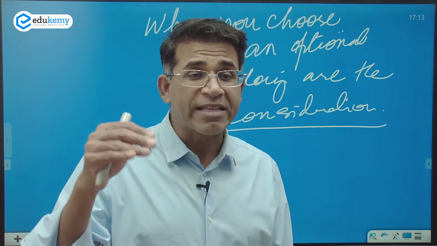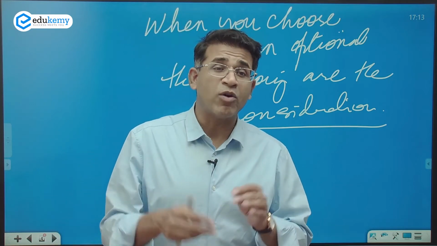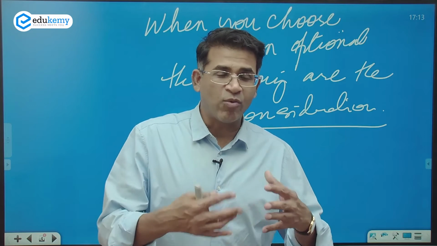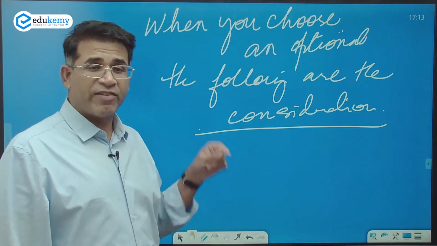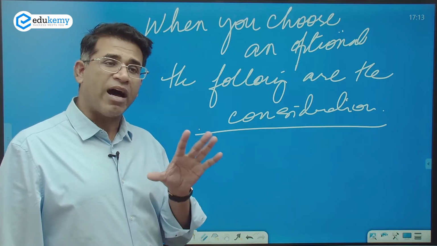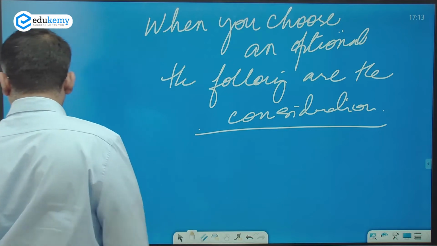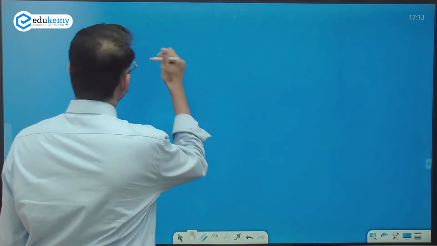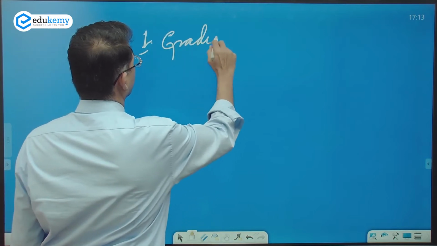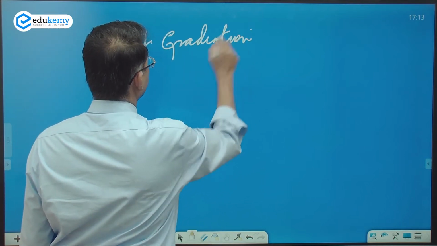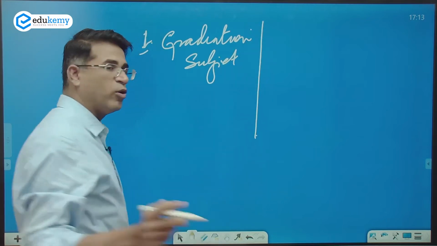So when you enter the examination, you need to have some type of clarity about why you are doing it and what is the strategy ahead. So this is one of the aspects: when you choose an optional, what are the considerations you should have in mind. Okay, now see, the consideration number 1 is your graduation subject. The graduation subject. This is one consideration आपके मन में होना चाहिए.